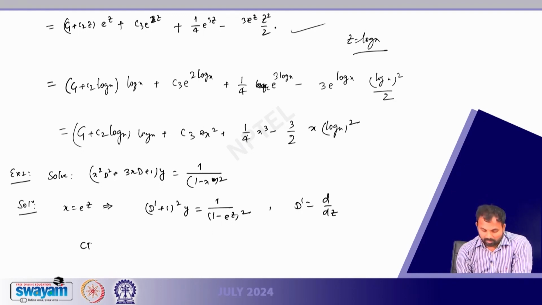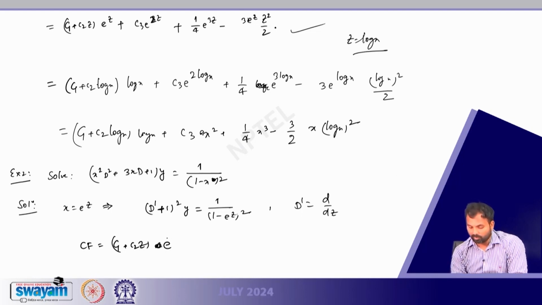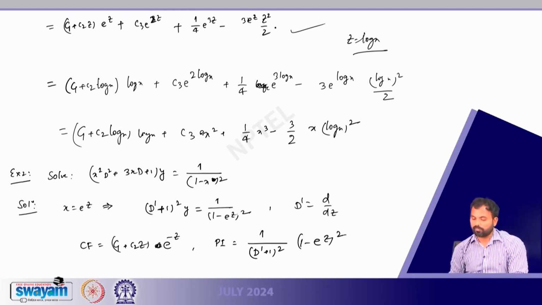So, from here the complementary function will be (c1 + c2 z) e to the power minus z. Of course, there is a plus, and definitely e to the power minus of z. So, that is the complementary function, and for the particular integral we have to treat it like 1/(D' + 1)² of 1/(1 − e^z)².